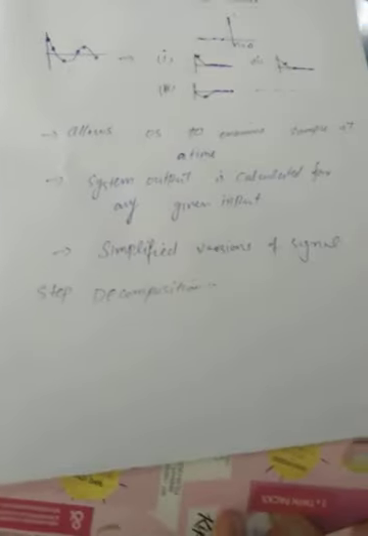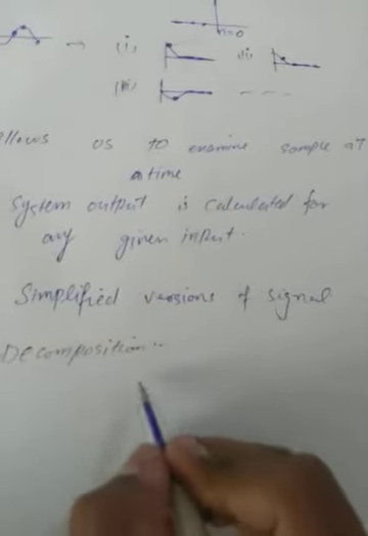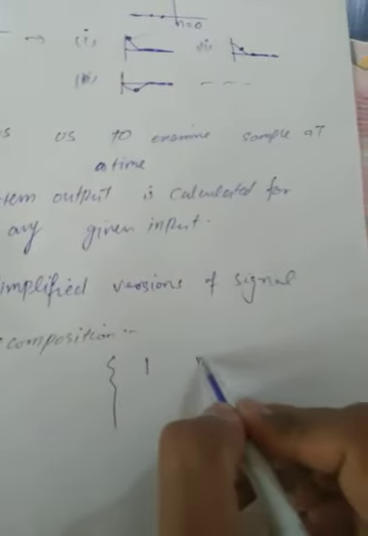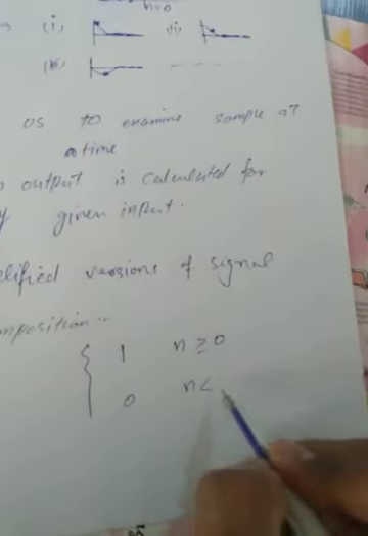For starting the step decomposition, we first look at what the step signal is. What is a step signal? A step signal is that signal which gives us the value of 1 for n greater than or equal to 0 and 0 for n less than 0. So this is our step signal.